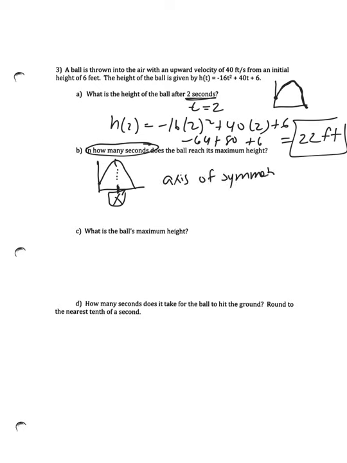Okay, so you had to just use the formula x equals negative b over 2a, and whatever answer you get, that's the time. That's the x value for which you're at the vertex. So x equals negative b would be negative 40 divided by 2 times a, which is 2 times negative 16. So you're going to divide 40 by 32, and you'll get 1.25 seconds.